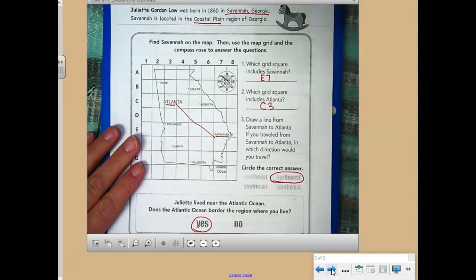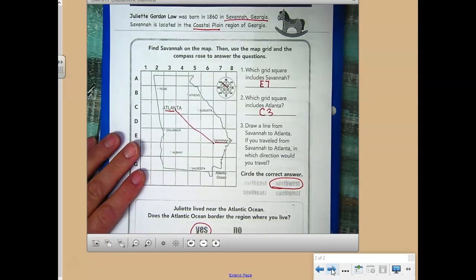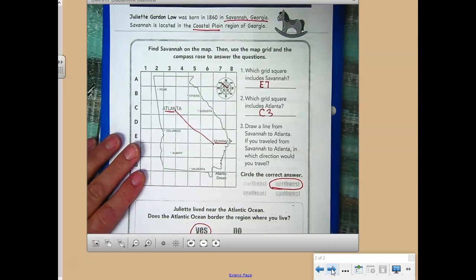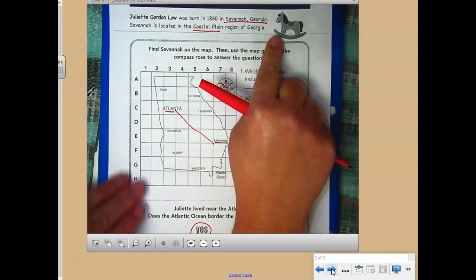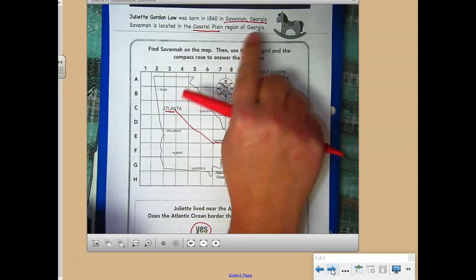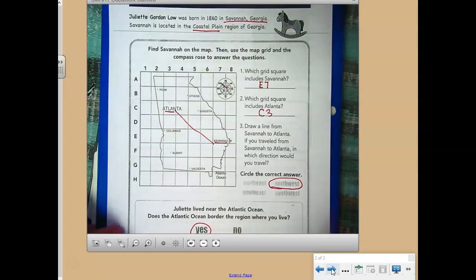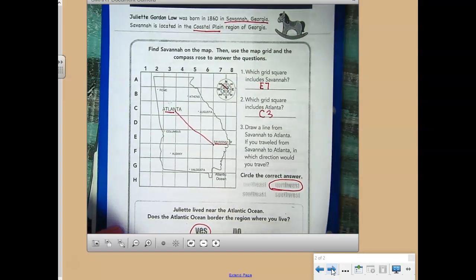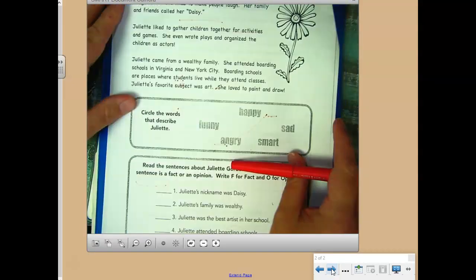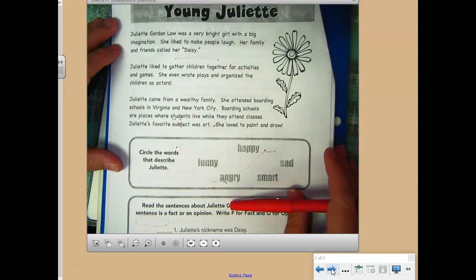So far, what have we learned? Where did Juliette Gordon Low live? Savannah, Georgia. She was born in Savannah, Georgia, which is part of the coastal plain region. All right, let's learn about her as a young child.